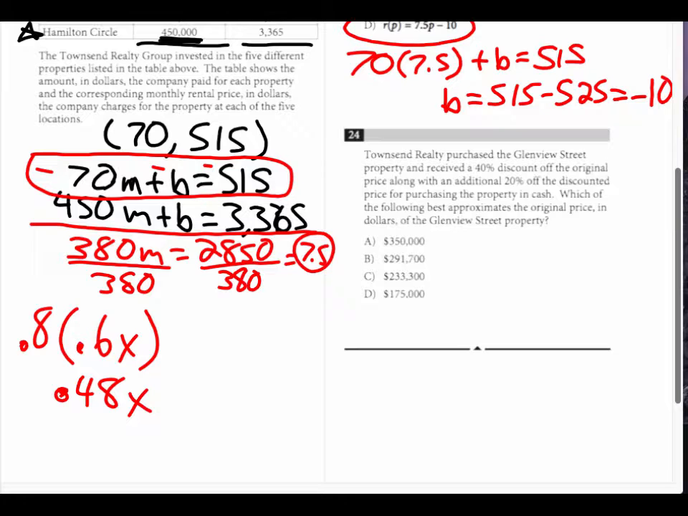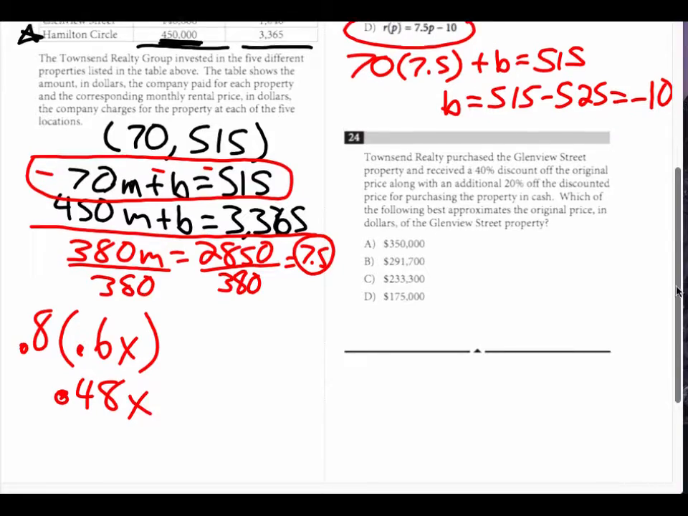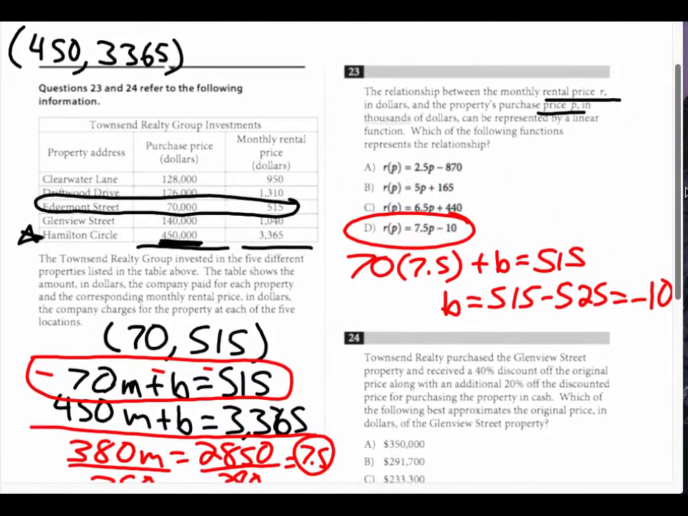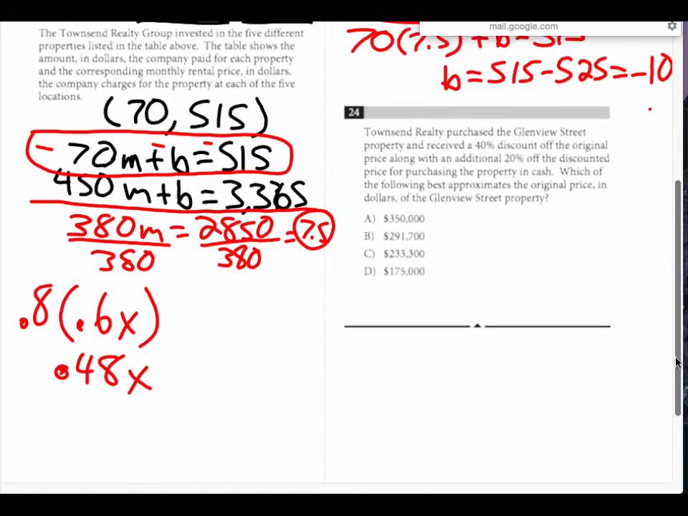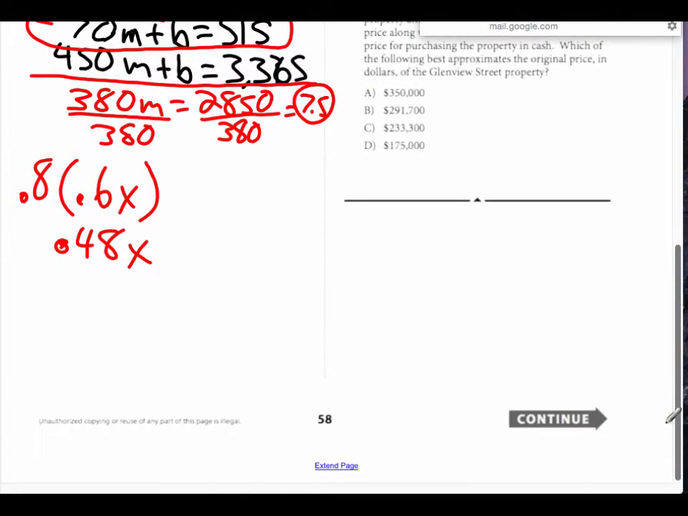Which of the following best approximates the original price? Does it tell us what they paid? Yeah, in the chart. Oh, okay, yeah. Sorry, it's off my screen. So what did they pay? 140, right? So this has to equal 140.